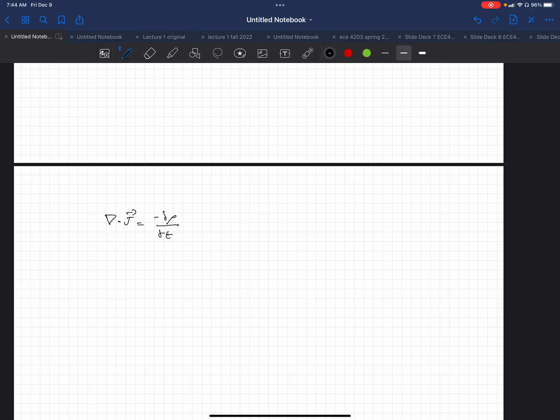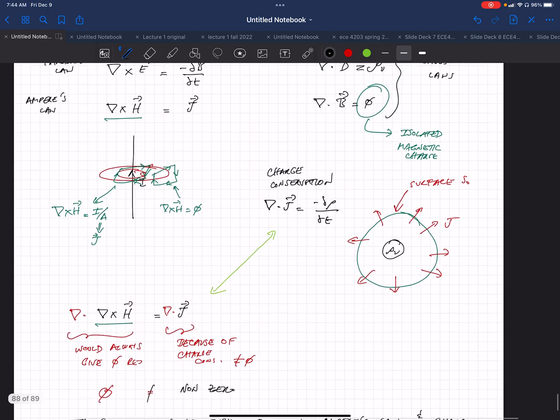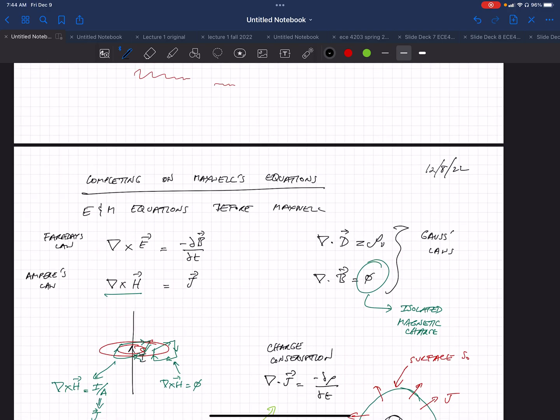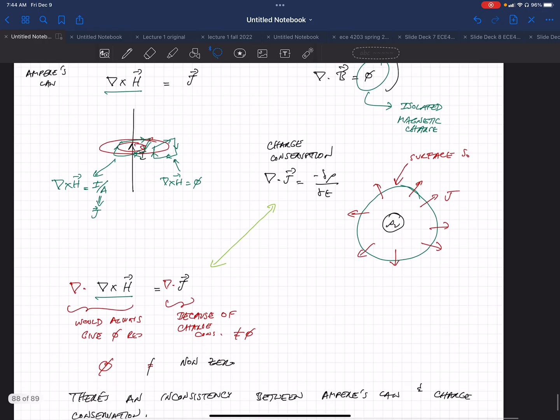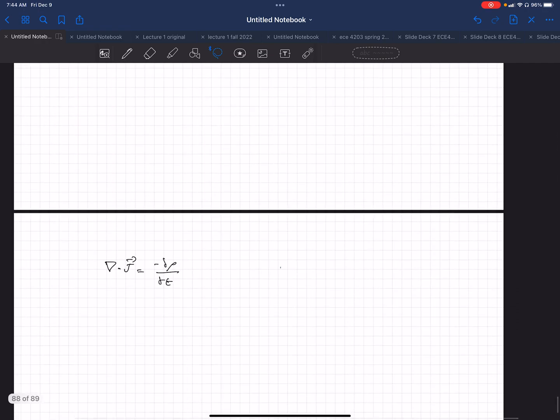And furthermore, we have Gauss's law. So let's grab that as well. So what we can do is basically plug Gauss's law, this charge density, into this. So this is the charge density.